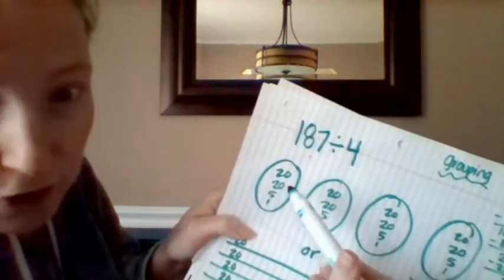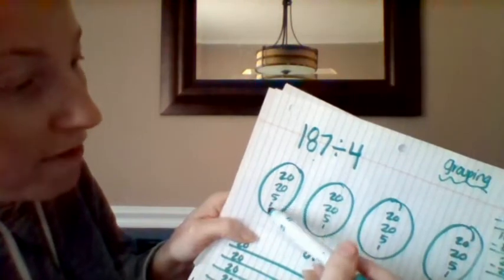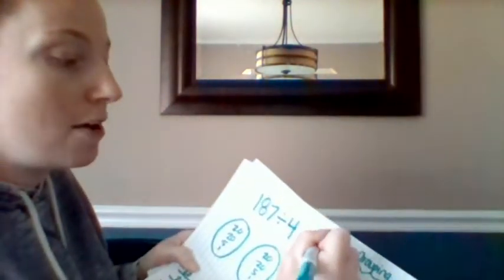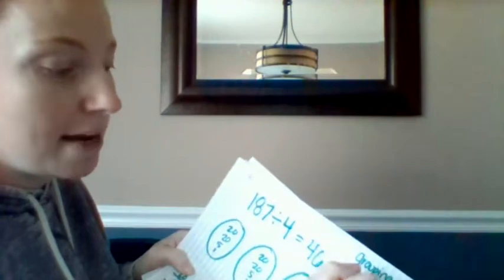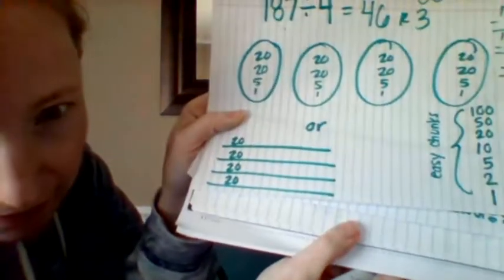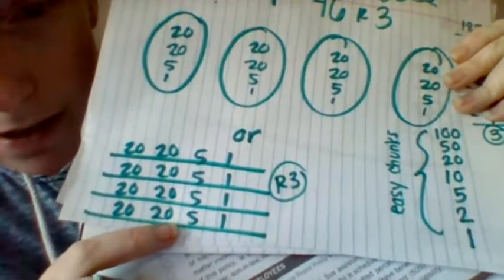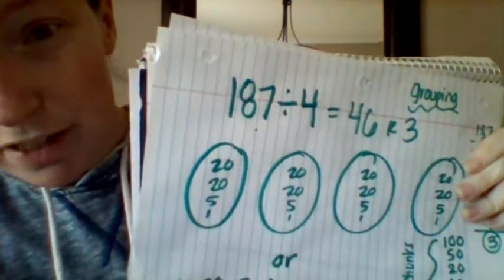Okay, so that means that in each of these groups, each person gets 20 and 20 is 40, plus 5, plus 1 would be $46. And there would be a remainder of $3. You could even show it a few other ways. So there that is with both the groups with the circles, and I did it with some bars along the bottom. So you can see that each person would get $46, and there would be a remainder of $3 left over. Let me show you another way.